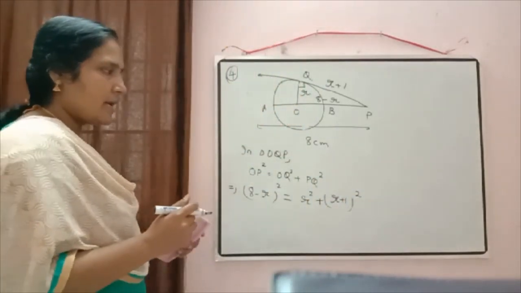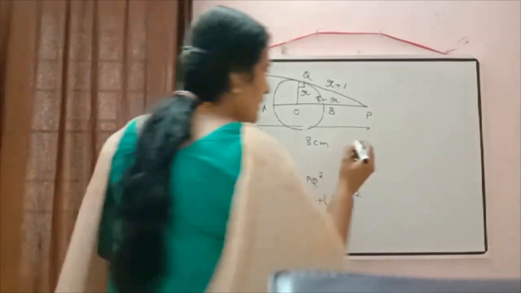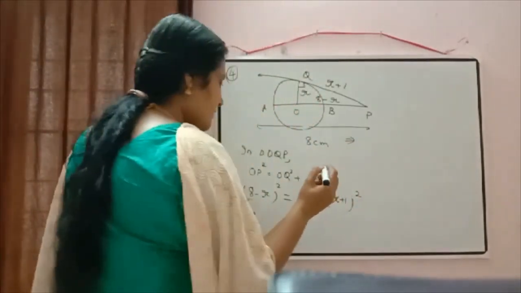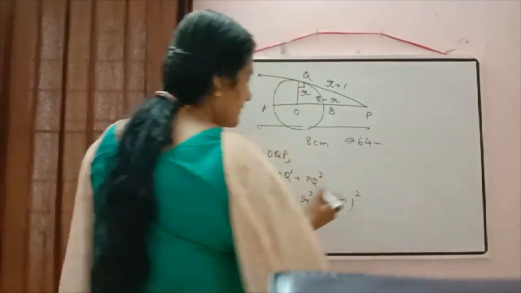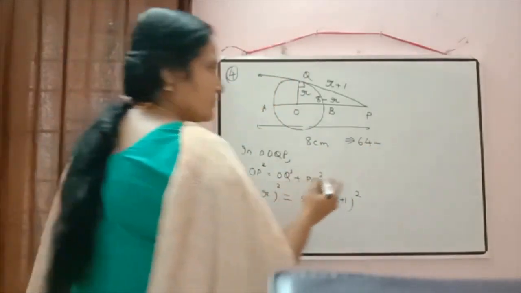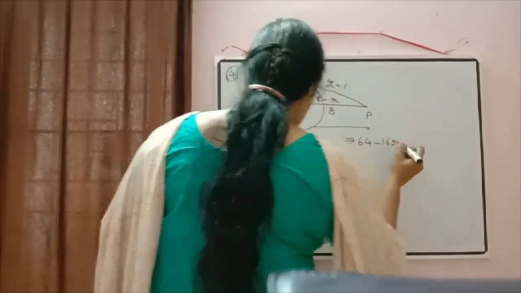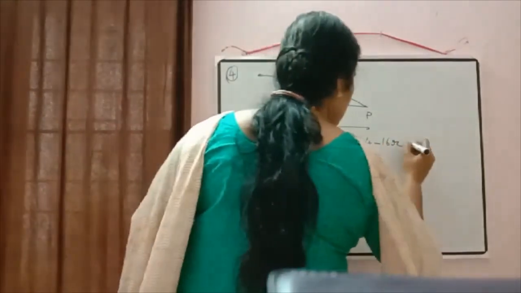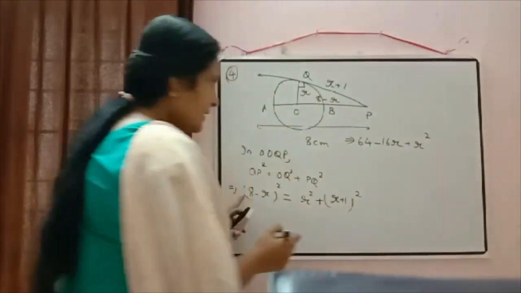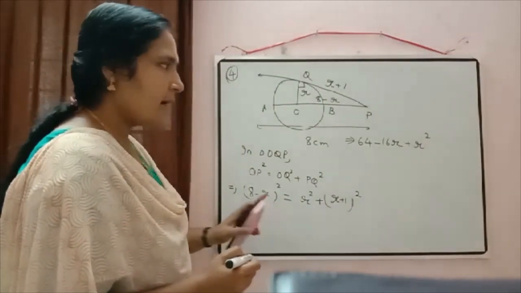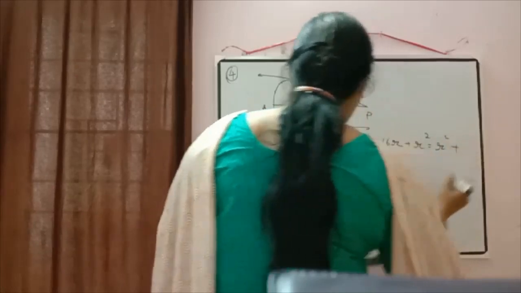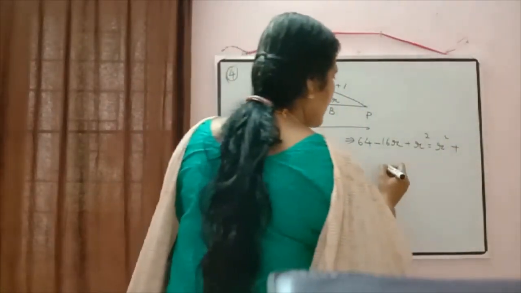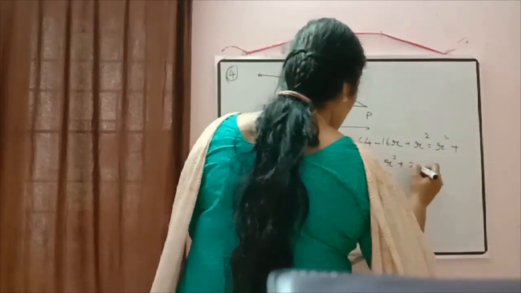Now (8 minus r) the whole square we can simplify. Use the identity: 64 minus 2 into 8 into r, that is 16r, plus r square. Correct? So 64 minus 16r plus r square is equal to r square plus (r plus 1) the whole square, which will be r square plus 2r plus 1.